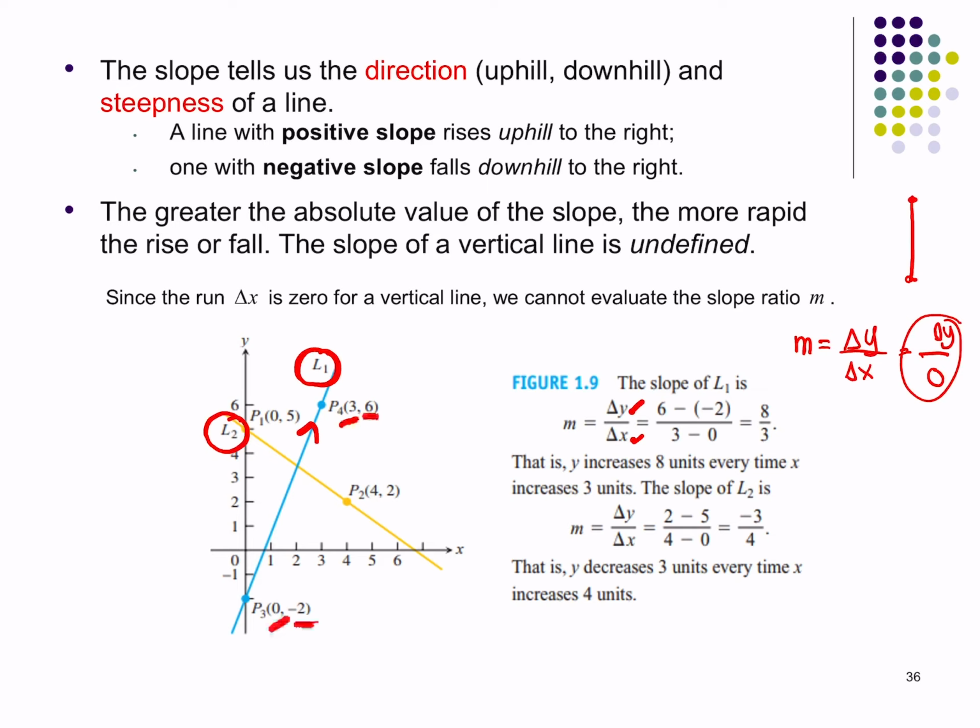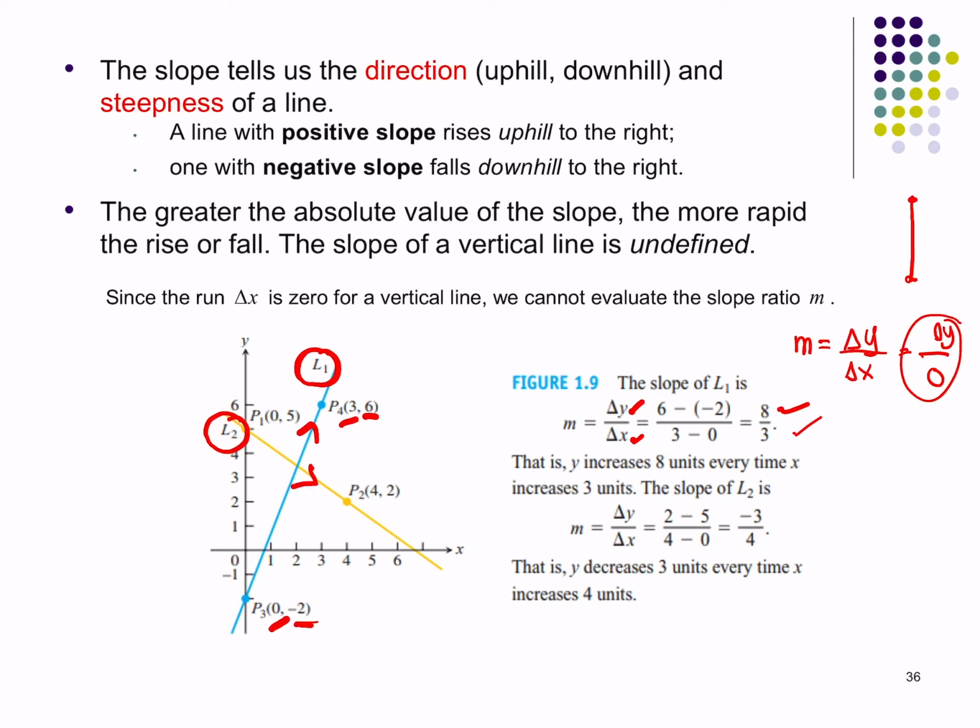So in this case, the slope for the L1 here would be about 8 by 3. So 8 by 3, this number here, or this slope, indicates that the y increased 8 units every time the x increased 3 units.